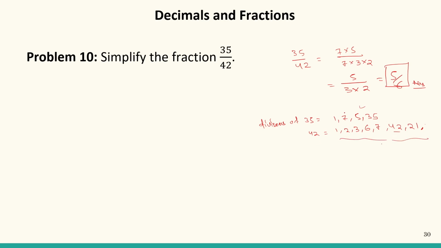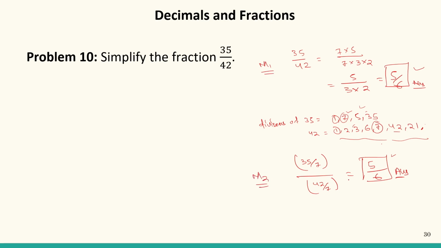So we need to find the common ones. This is common, this is common, this is common. Okay, we have 3, no, not 3. Okay, so what is the greatest common divisor? It is 7, right? So we need to divide 35 by 7 and divide 42 by 7. What it will give us is 5 by 6. So this must be the answer. And we saw that by both the methods, by method 1 and by method 2, we found out the same answer.